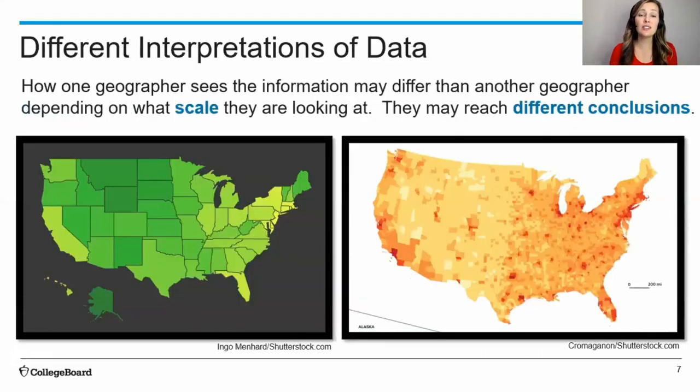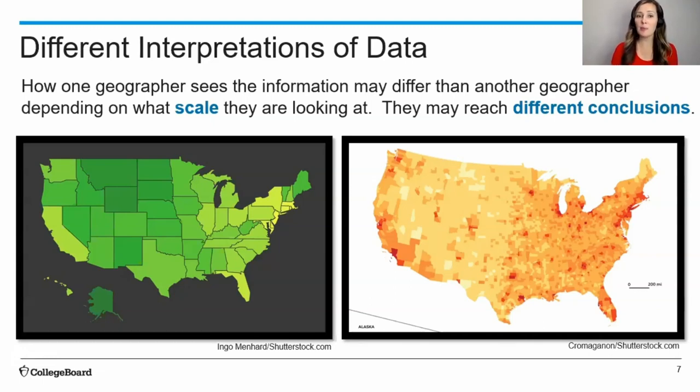This can also lead to different interpretations of data. So how one geographer, one person may see the information may be very different from how someone else sees the information, again, depending on the scale that they look at. This can lead to different conclusions.